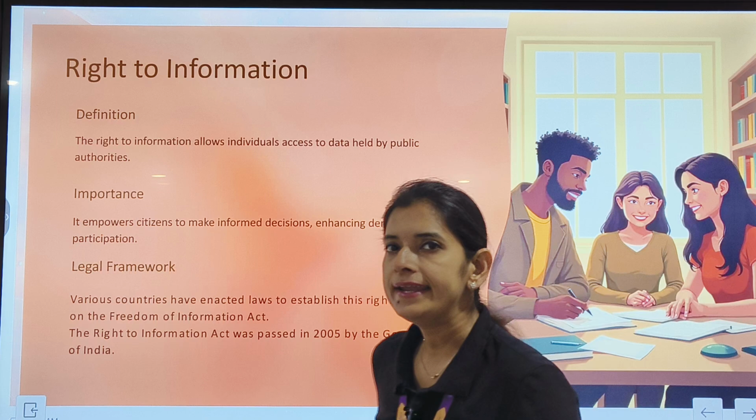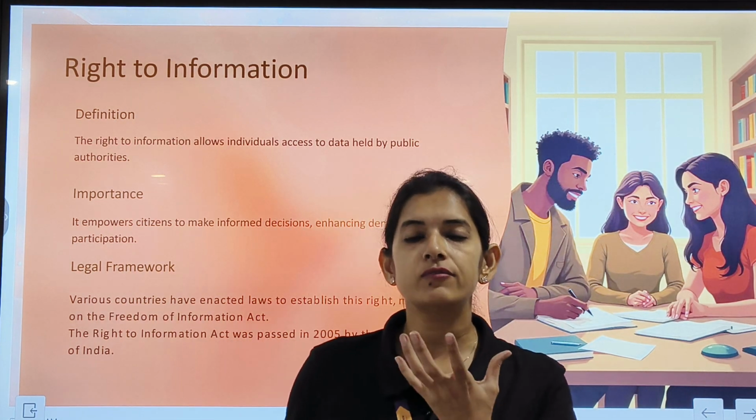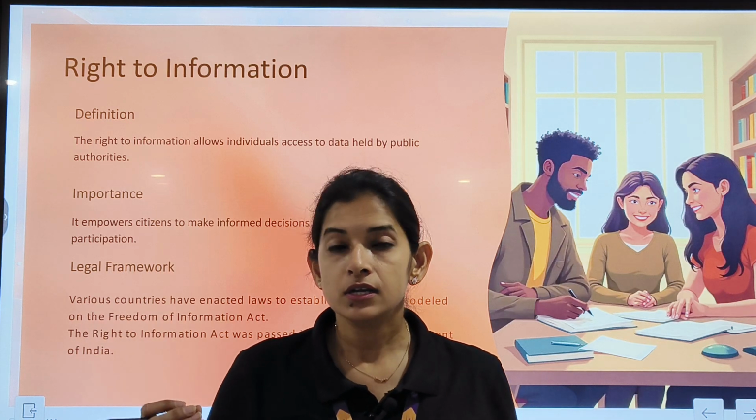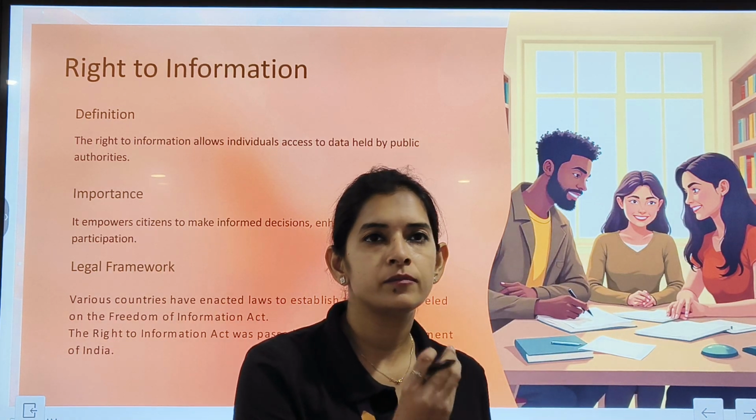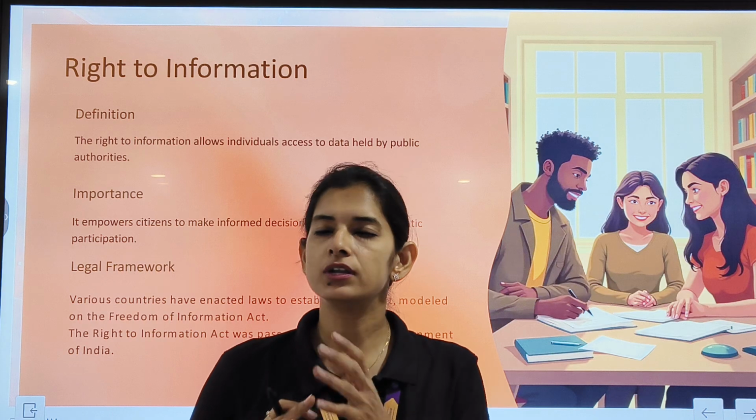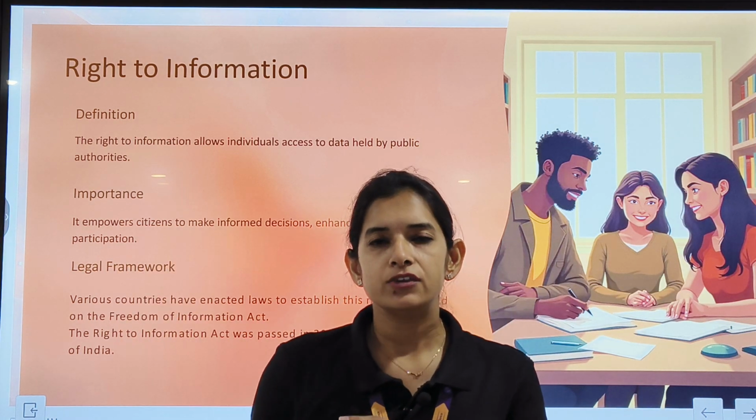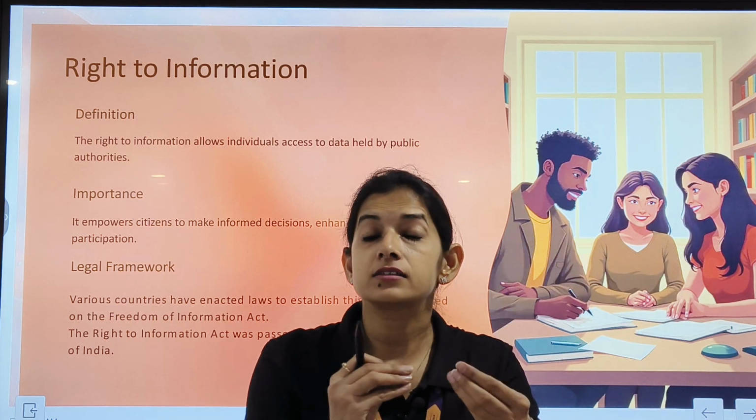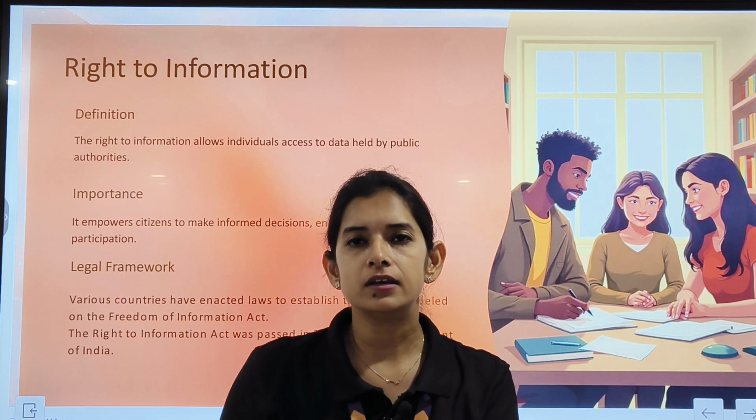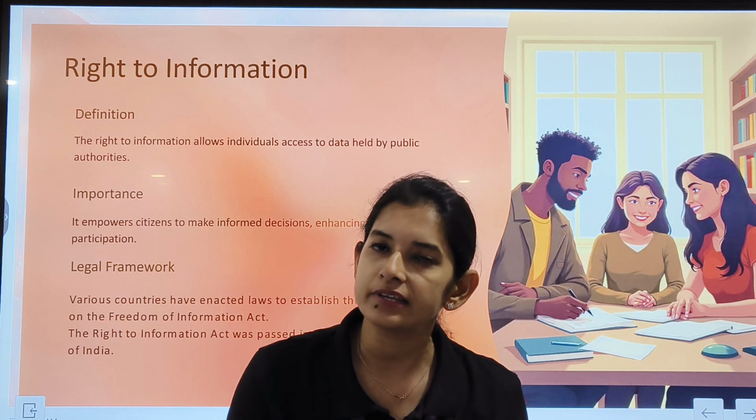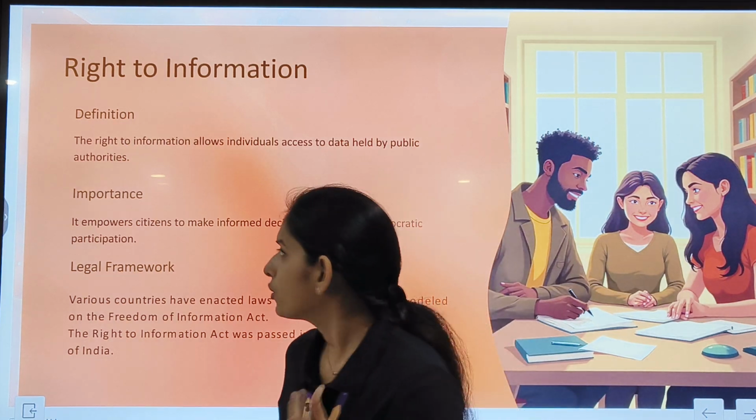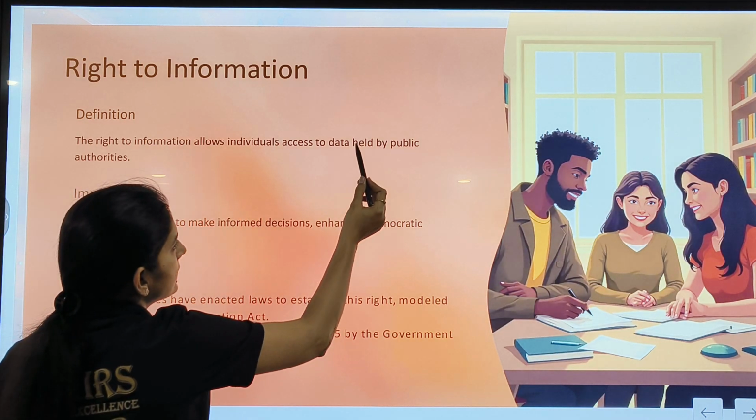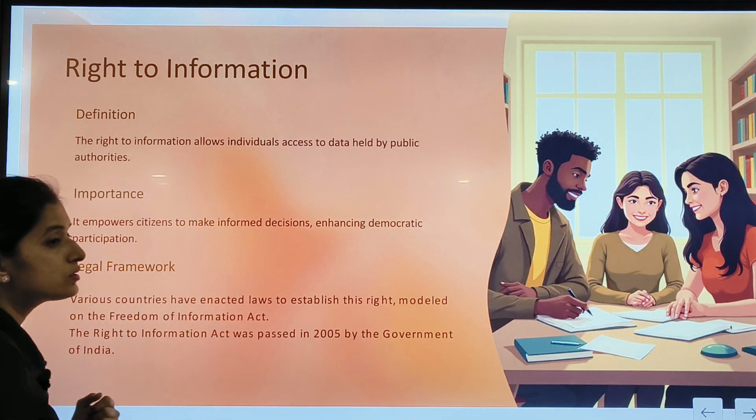First of all, right to information. Information means that if we want to know anything about any particular subject or any particular institution, or part of an institution, according to right to information, we can actually access that information. We can actually ask the government to provide us the proof or the documents regarding that particular information. Clear? So, definition. The right to information allows individuals to access data held by public authorities.